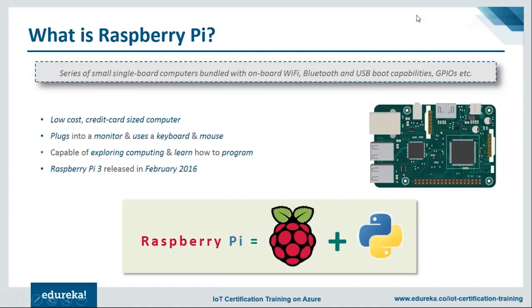As per the definition, Raspberry Pi is a series of small single board computers which have additional features such as Bluetooth, Wi-Fi, USB capabilities, general input-output ports and so forth. It is a very small, low-cost, credit card sized computer which can be plugged into any monitor, and you can include a keyboard and mouse. It increases the opportunity for people to explore, learn and understand how to program. The latest version is Raspberry Pi 3, which was released in February 2016. Raspberry Pi is a combination of Raspberry and Pi, where Pi stands for the Python programming language.